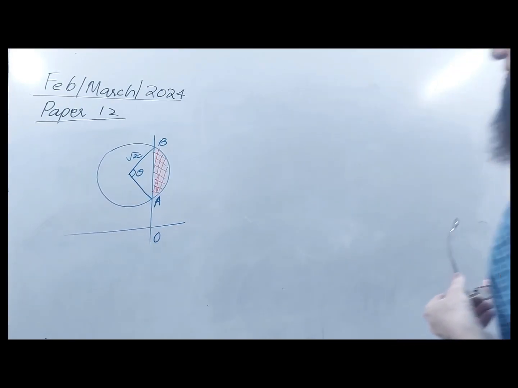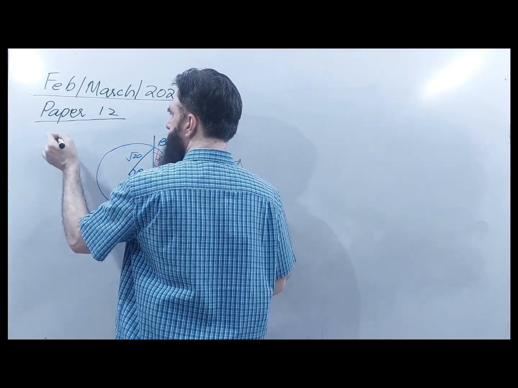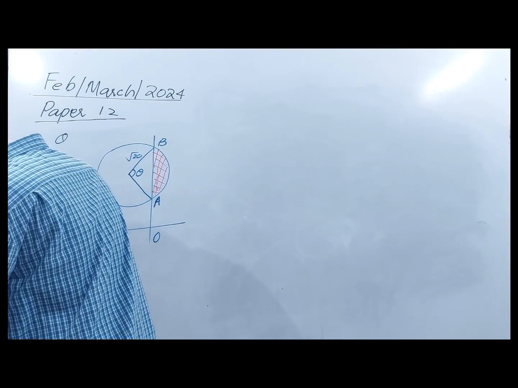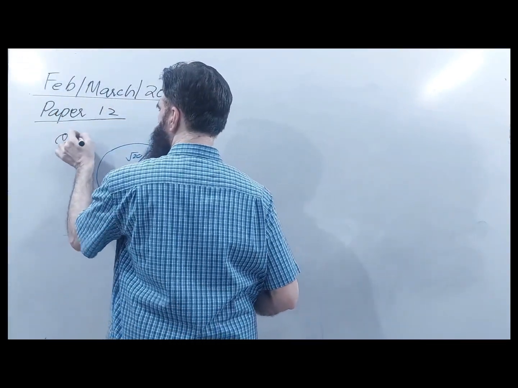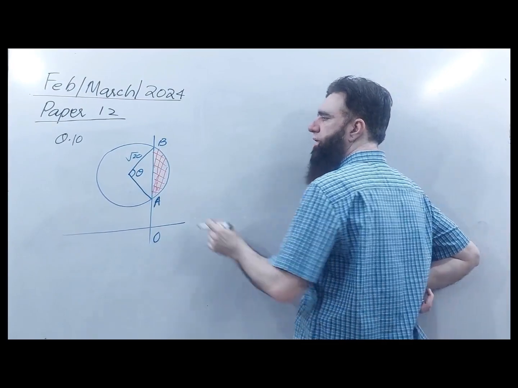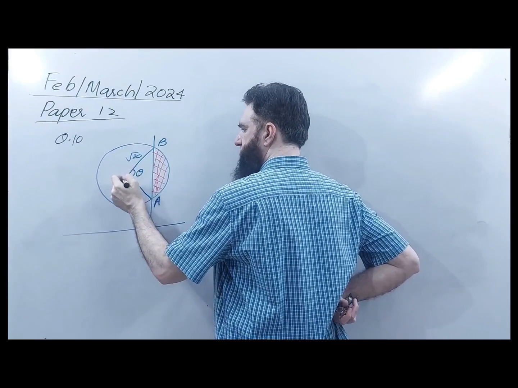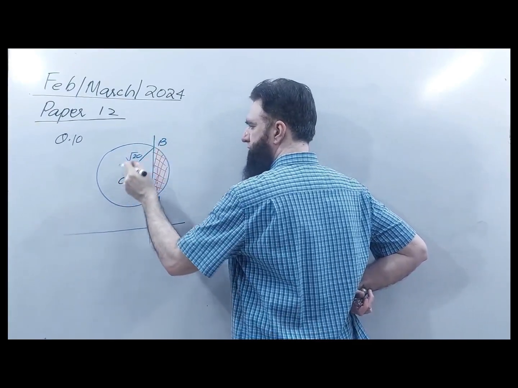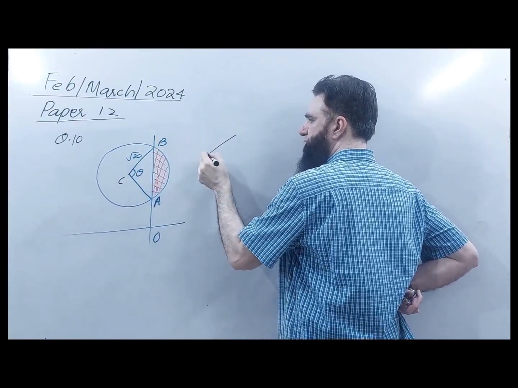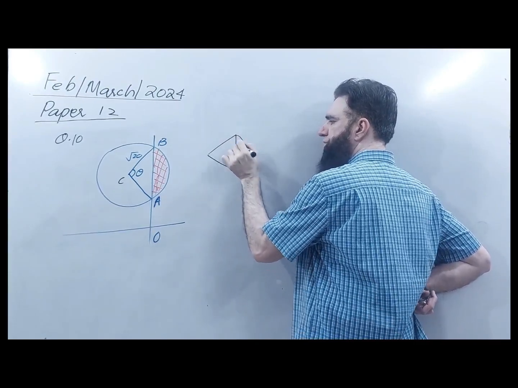Okay, one last part. I just erased the whole question. This is question number 10. We have also been asked to find the area of this shaded region. You subtract this triangle from the sector area. If you subtract this triangle from the sector area, what you get is this shaded area.